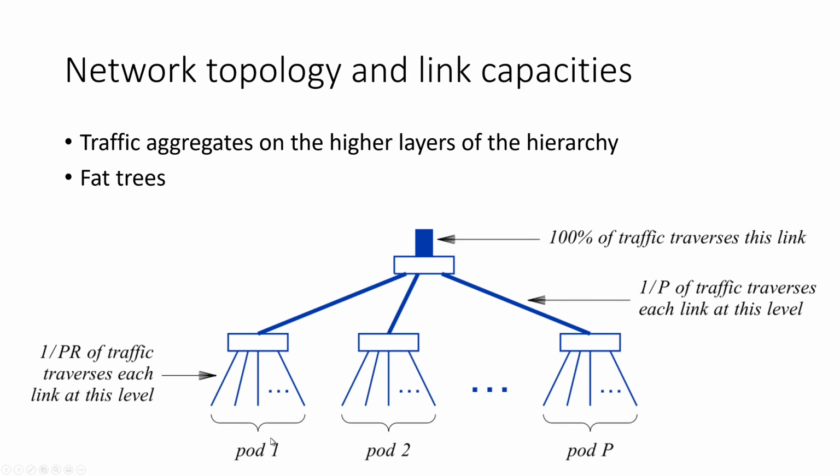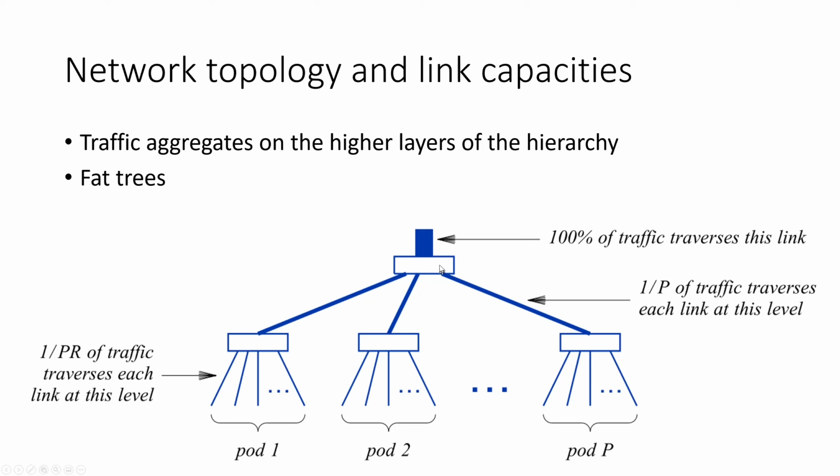In the way in which we have drawn topologies until now, with pods at the bottom and then a hierarchy of switches, one property of this topology is that traffic will aggregate at the upper layers. 100% of the traffic will traverse this link at the very top, and if we have P switches on the second layer, 1 over P percent of the traffic will traverse each of the links in this layer. And if we have R servers inside each pod, we will have 1 over P times R percent of the traffic going over each of these links. This is assuming perfect load balancing.